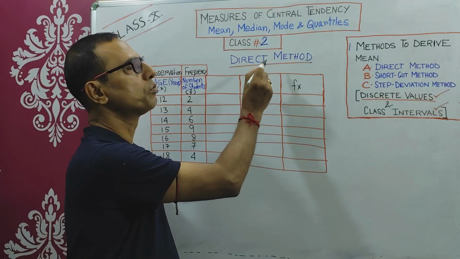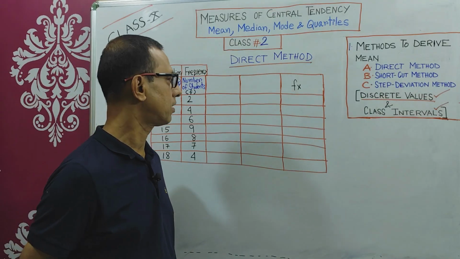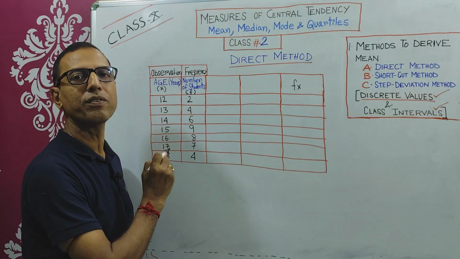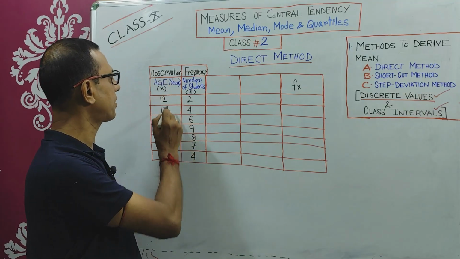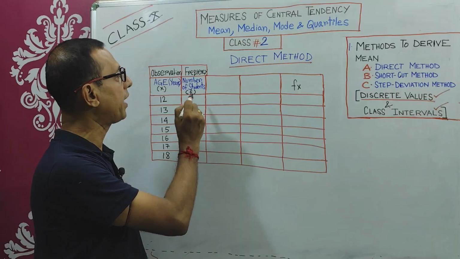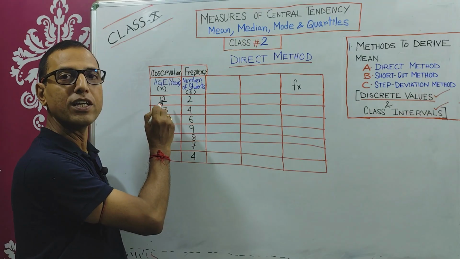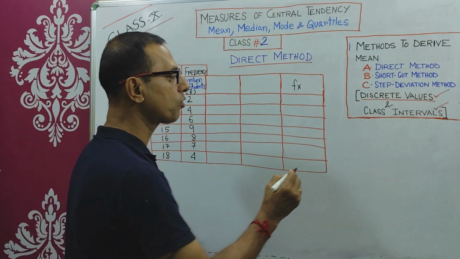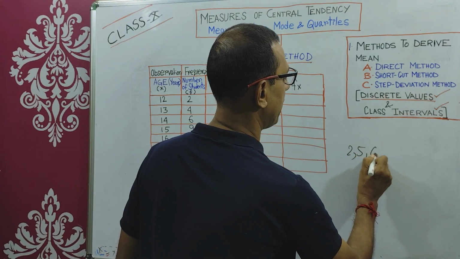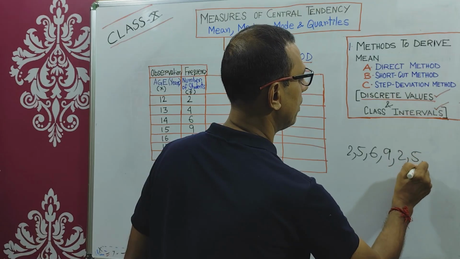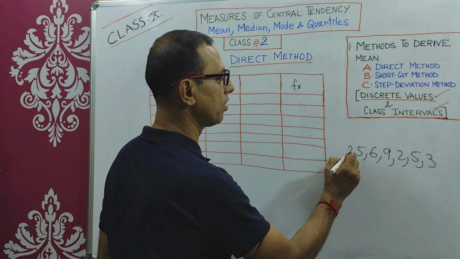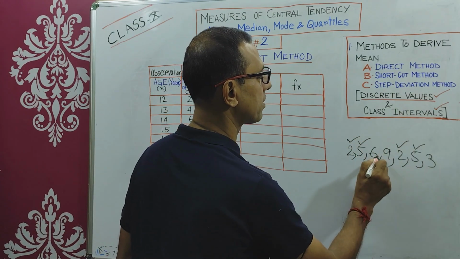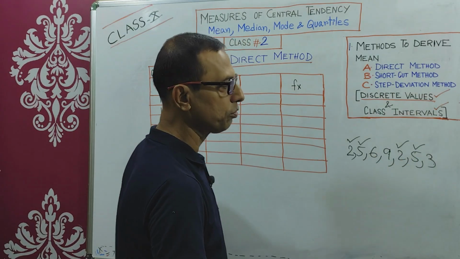How to calculate mean using the direct method and where to apply it. If you remember, in the first video I said that you can have all the data observations. Observation means the values, and how many times those values occur is their respective frequency. The numbers could be given like this: 2, 5, 6, 9, 2, 5, 3. Here observation 2 is there for 2 times, observation 5 is there for 2 times.